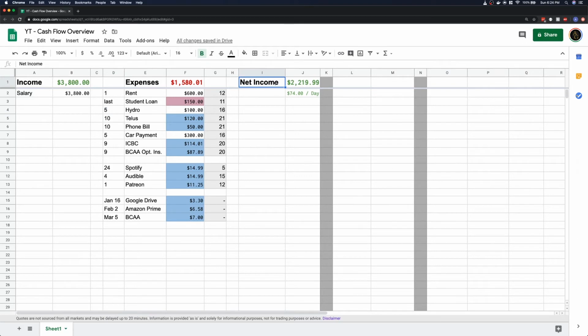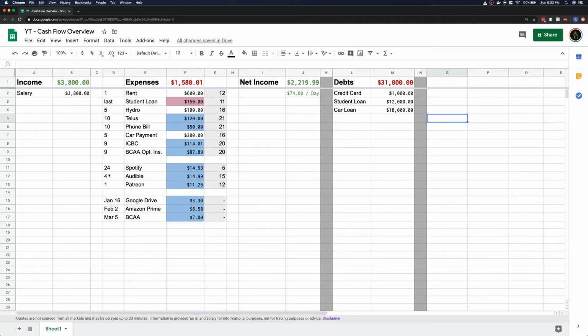And then over here is my net income, which is basically my take-home pay minus my expenses. And this down here is just the amount I can spend per day based on the net income up here. Now over here you can list all your personal debt. So for example, your credit card, student loan, or car loan. And we're done.